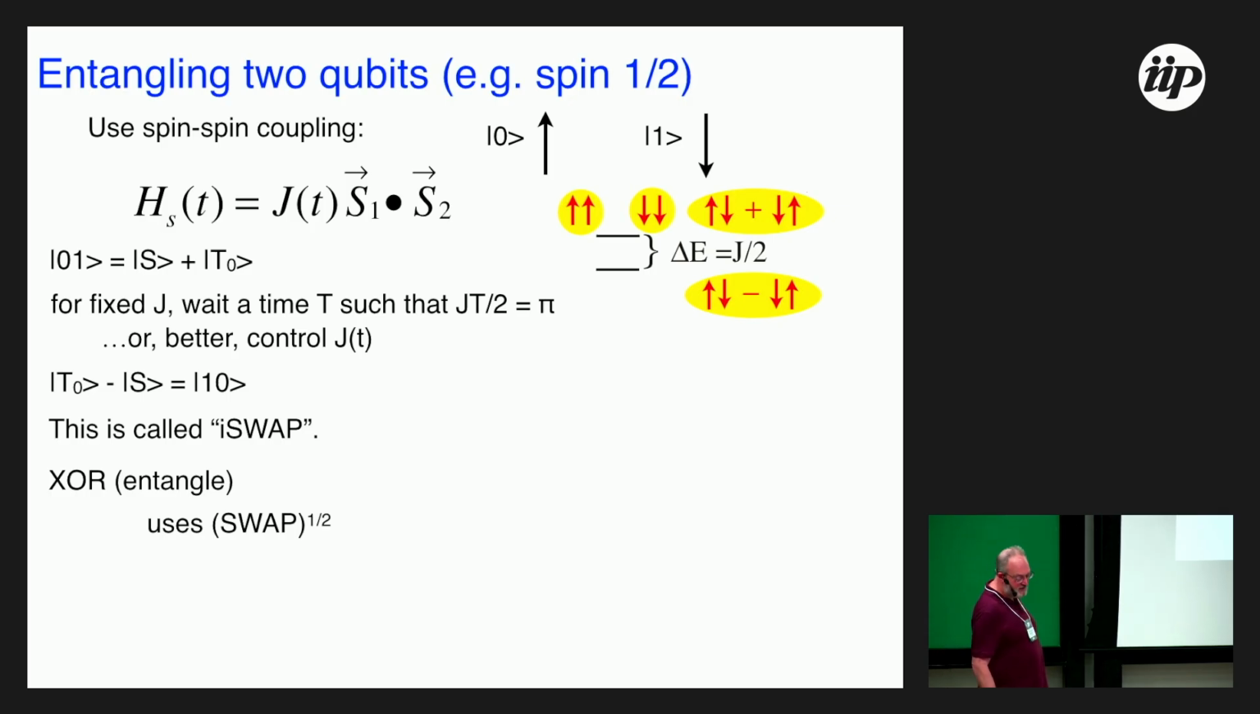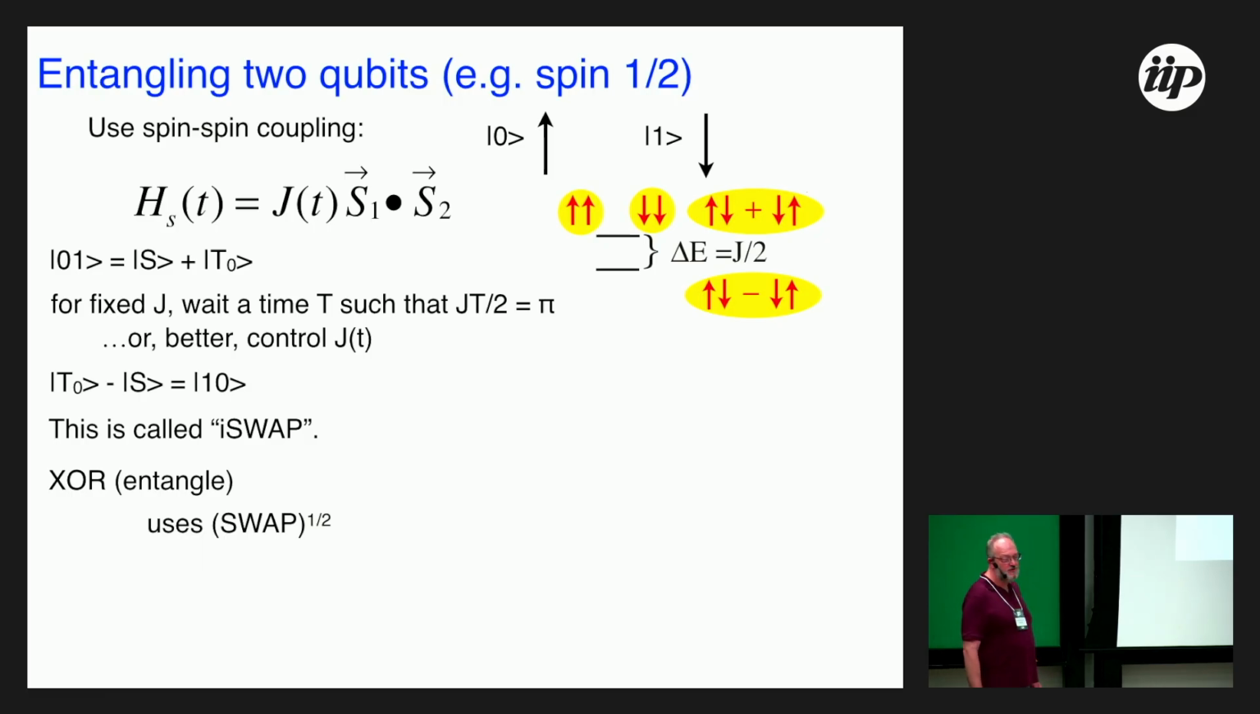As a result, if I start in a product state, say up-down, that would be the sum of the singlet and the T0, and then I let the system evolve for a period of time such that the phase changes by pi, then I go from singlet plus T0 to singlet minus T0, or minus that, and that corresponds to this here minus that, so that's down-up, and so that's 1, 0. So that's swap, or actually, I guess technically it's iSWAP.